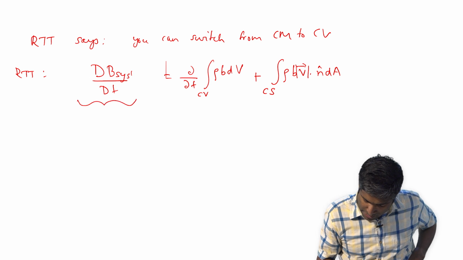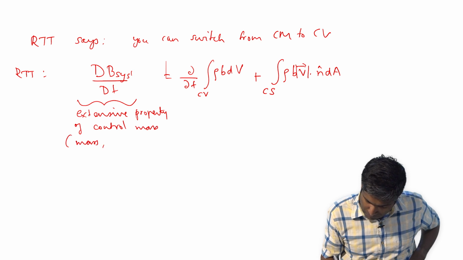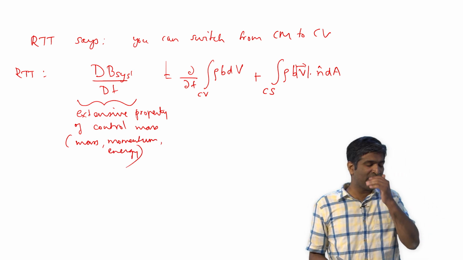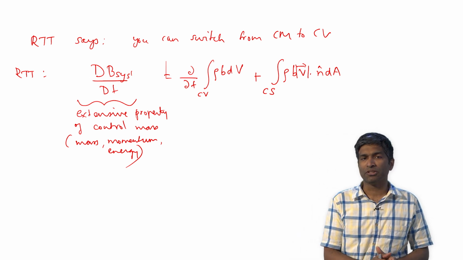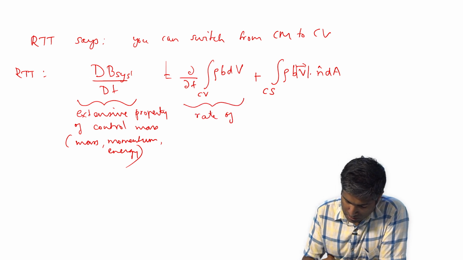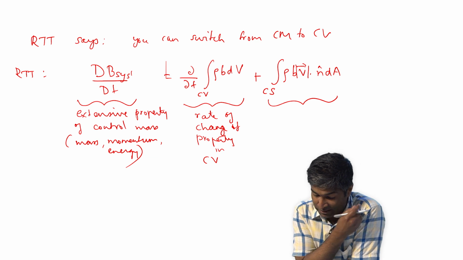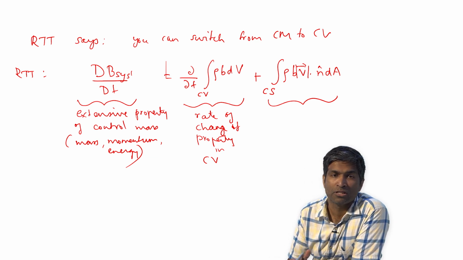On the left hand side, we have an extensive property. It's an arbitrary extensive property of the system. What we are saying is that this change of property of the system of those particles is equal to the rate of change of property in that control volume plus a net rate of leaving or entering of that property as a result of those particles leaving or entering the system.